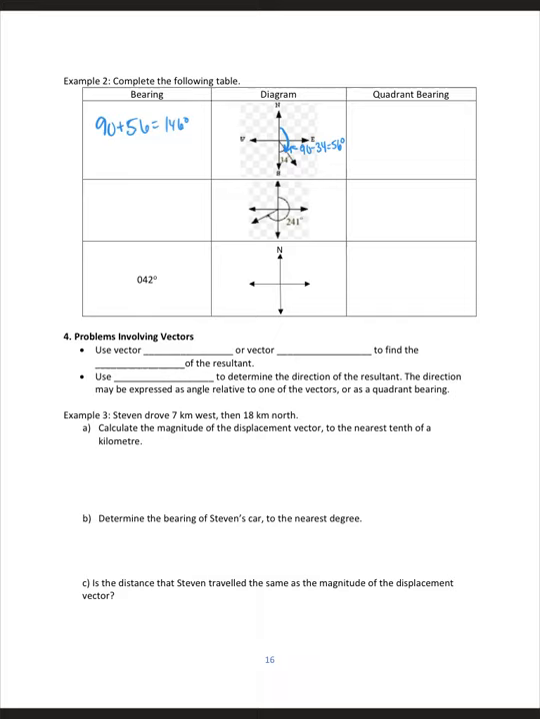Okay, and our quadrant bearing, remember, is always representative of our north or south line. This one is closer to our south line, and then it moves 34 degrees in an east direction from there. Okay, so pause the video, try the next two on your own.